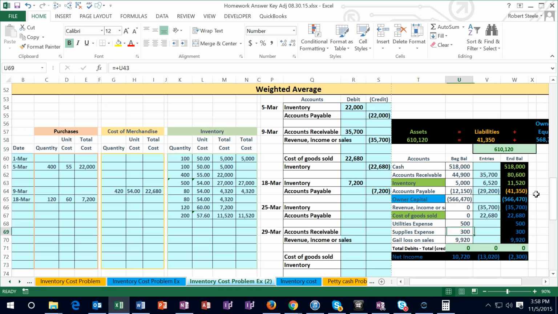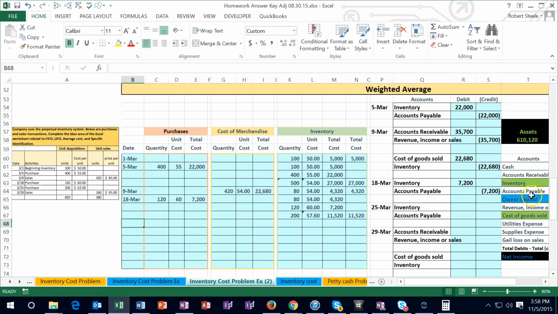Let's see what we have next on the next transaction. So I'm going to go down to the next row on row 68, and we'll see what we have next after March 18th. We have March 25th, and we purchased another 200 units at $62. So we're in the purchase column. We purchased another 200 units, tab, at $62, tab. I'm going to multiply that out by saying equals left to 200 times the 62 and enter. All right.